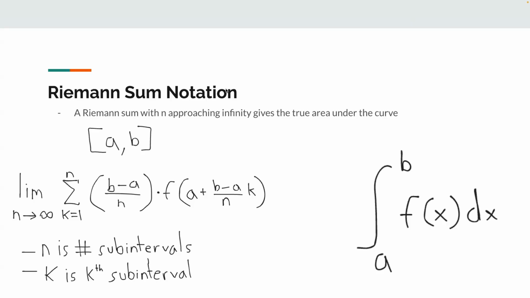And that limit equation is equal to the integral represented on the right, the integral from a to b of that curve. n is the number of subintervals, and k will be the kth subinterval. Essentially, these two are equal, and then you'll be able to convert between both of these at any given point.